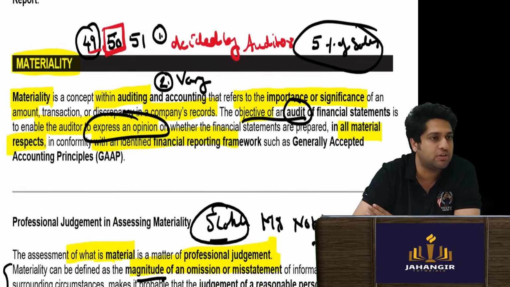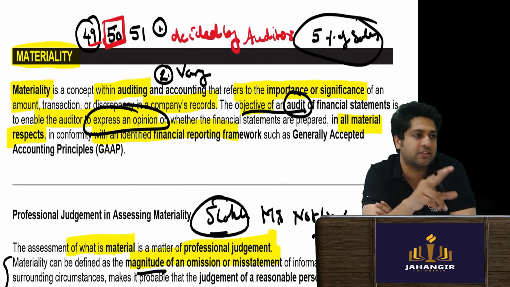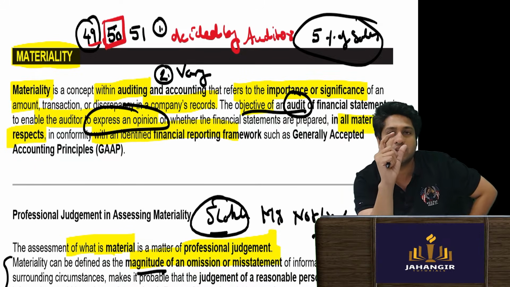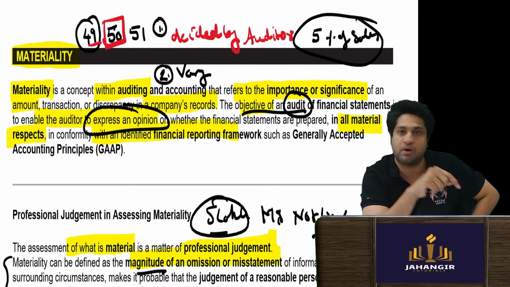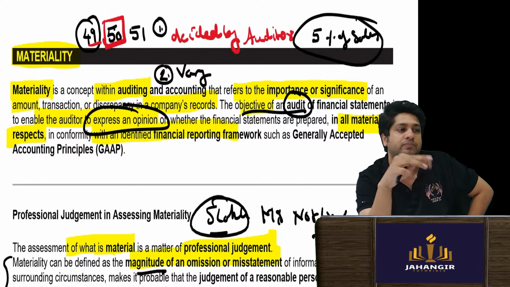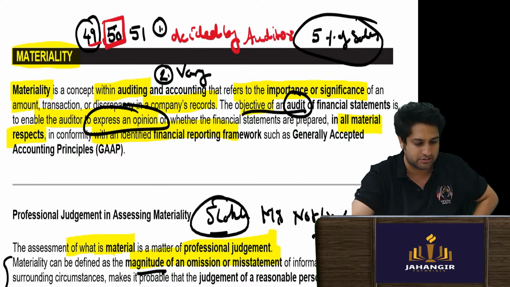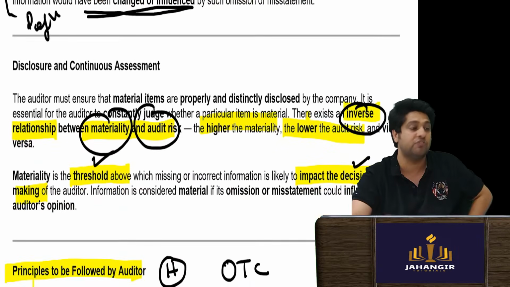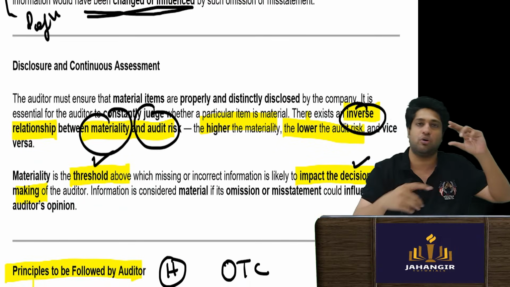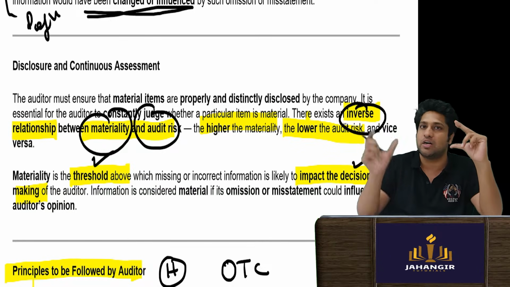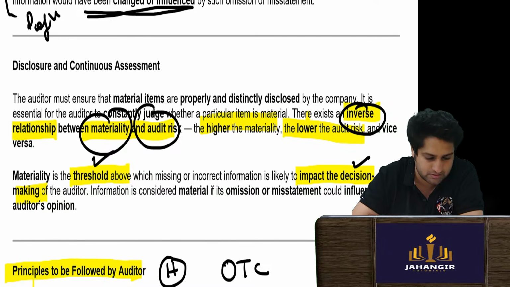Now come to the concept of materiality, which I have already explained. Materiality is basically the importance or significance of an amount. As I told you, a threshold, the importance of an amount where the readers of the financial statements will change their opinion. It's a matter of professional judgment. Okay, it has an inverse relationship. Materiality, just think of it as seriousness. If seriousness is high, audit risk will be low, and vice versa.